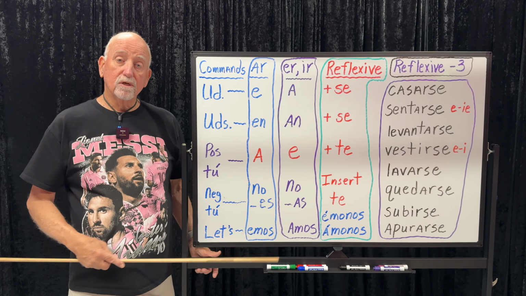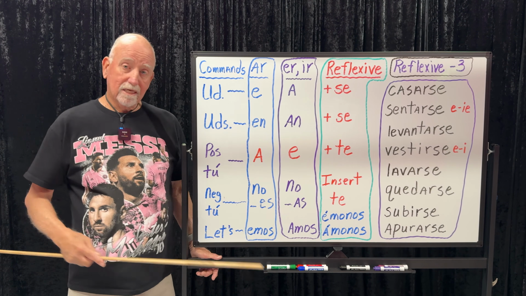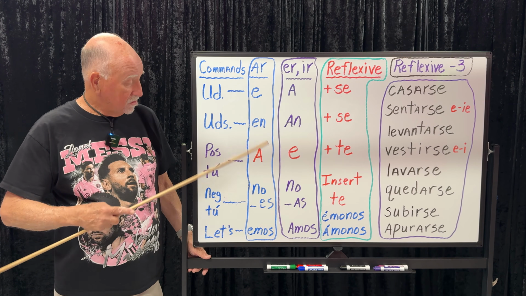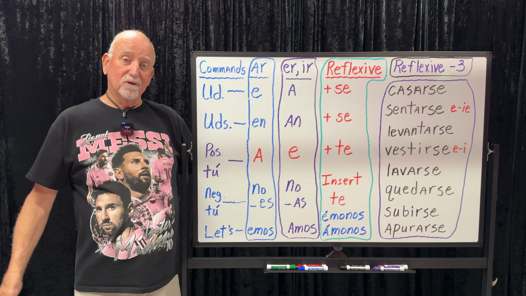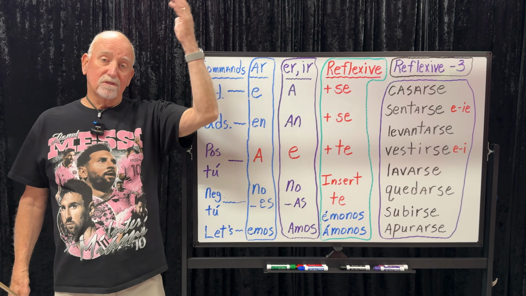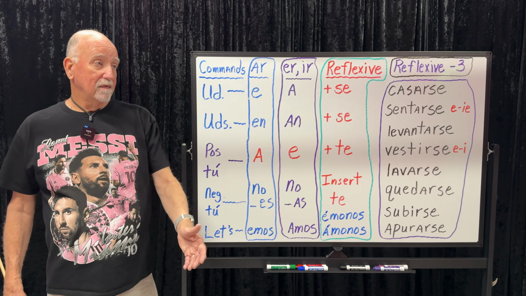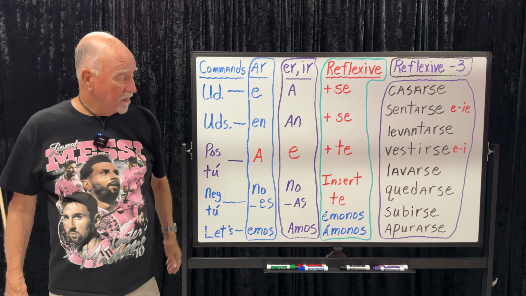Don't come up, no te subas. And let's climb up, or let's get up on top, it'd be subámonos. Let's go up. You're at a museum, there's an extra floor up above, and you say, subámonos al próximo piso. Subámonos. Let's go on up.